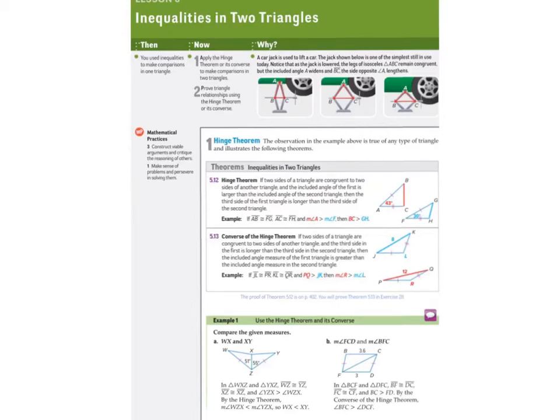So now we're moving on to 5.6. This is the inequalities in two triangles, okay? And there are several theorems that we come up against. The hinge theorem is one of them.